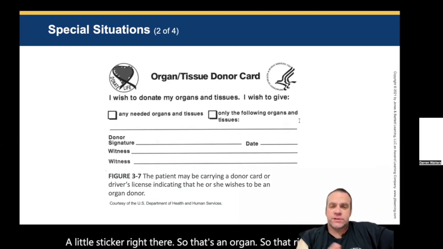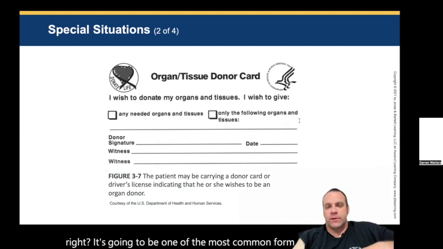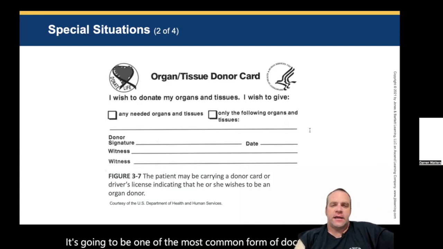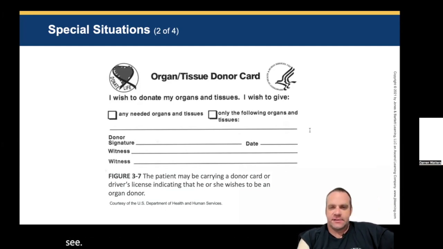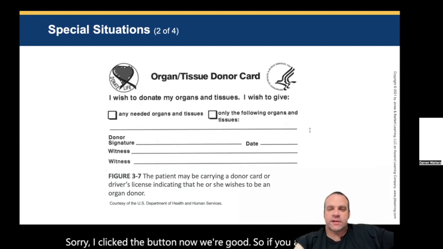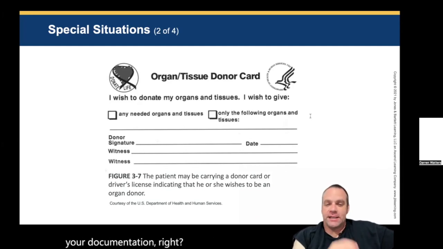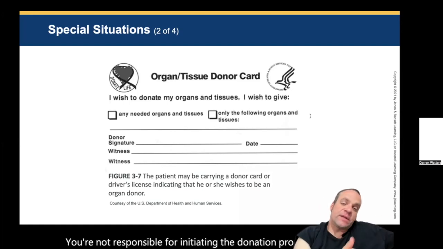It's going to be one of the most common forms of documentation that EMTs will encounter in the field. So if you see the little circle where it says donor on a license, just note it in your documentation, right? You're not responsible for initiating the donation process, but your role, again, is to preserve life until care is transferred.